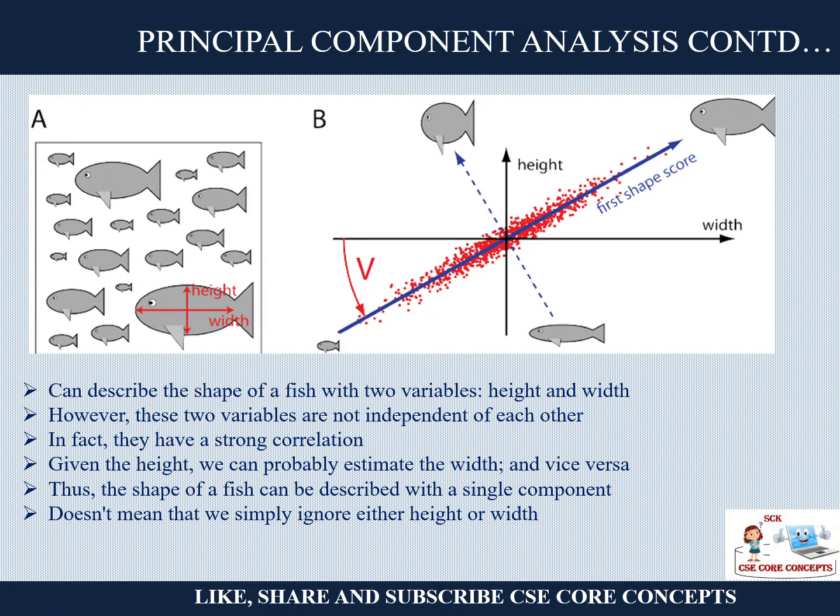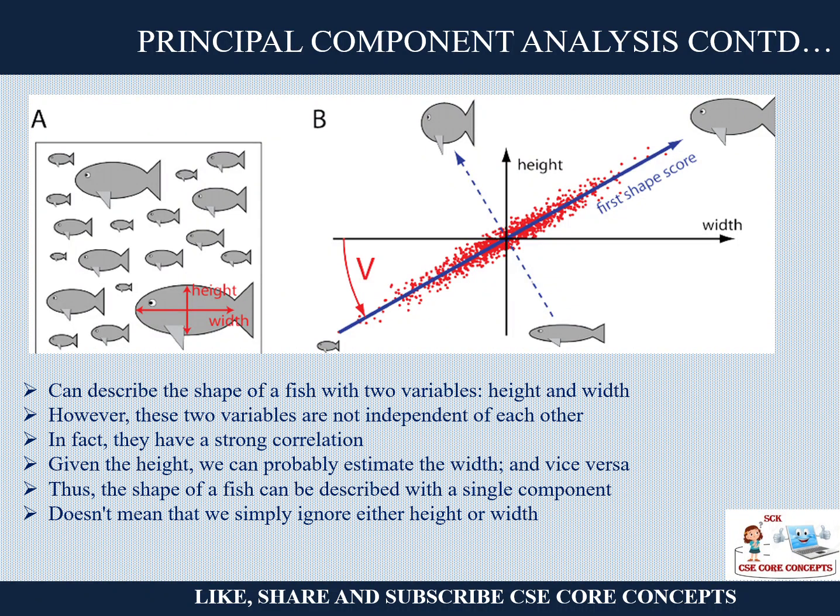Let's say we want to describe the shape of the fish. There are two variables which describe the shape of the fish: the height of the fish and the width of the fish. Now, if the height and the width of the fish both are bigger, it is very obvious that the fish is bigger in size, right? If the height and the width both are smaller, it is very obvious that the size of the fish is very small. But they are not independent of each other. They are dependent. If the height increases, then obviously the width will also increase.